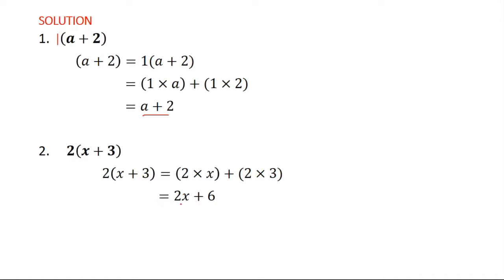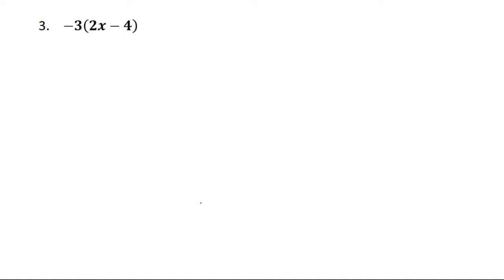Now we can see from here that 2x and 6 are not like terms, so we cannot add them further. So we are going to end here. So 2 into bracket x plus 3 will give us 2x plus 6. I hope you can see the pattern in what we are doing. Let's take another example. Minus 3 into bracket 2x minus 4.